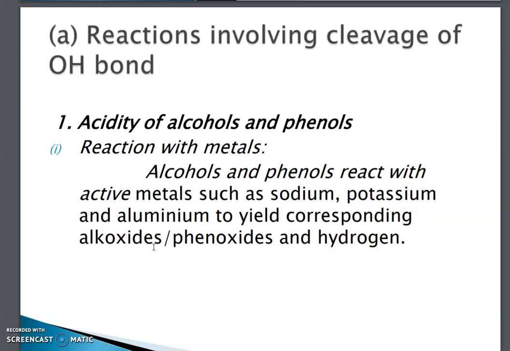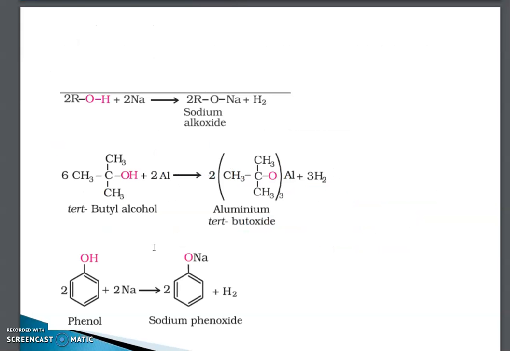So what are alkoxide and phenoxide? Let's check the reaction. Here you can see alcohol reacts with sodium to give alkoxide. Compounds having a direct metal-oxygen bond are known as alkoxides. Here oxygen is directly attached to sodium. Such compounds are known as alkoxides. If it is sodium, it is sodium alkoxide. If it is aluminium, aluminium alkoxide. If it is potassium, potassium alkoxide.